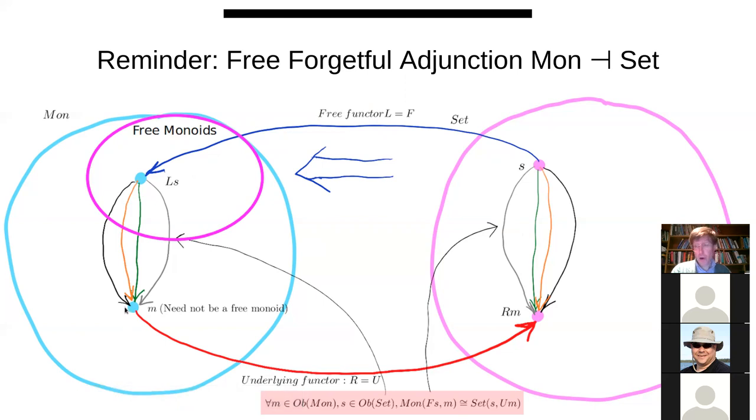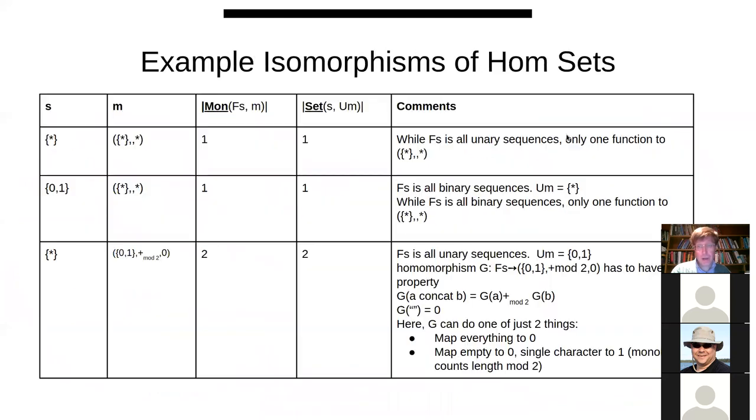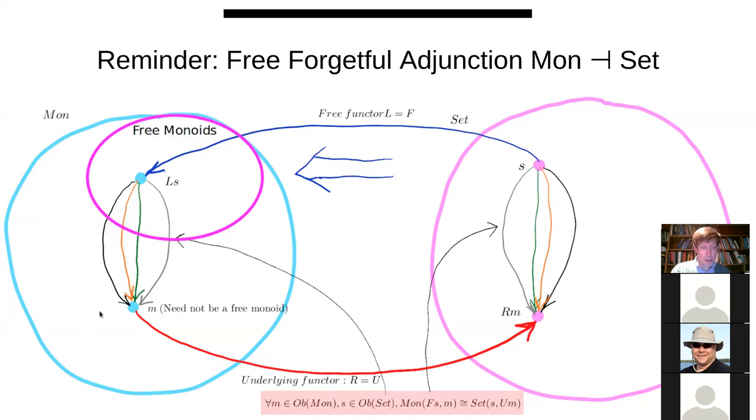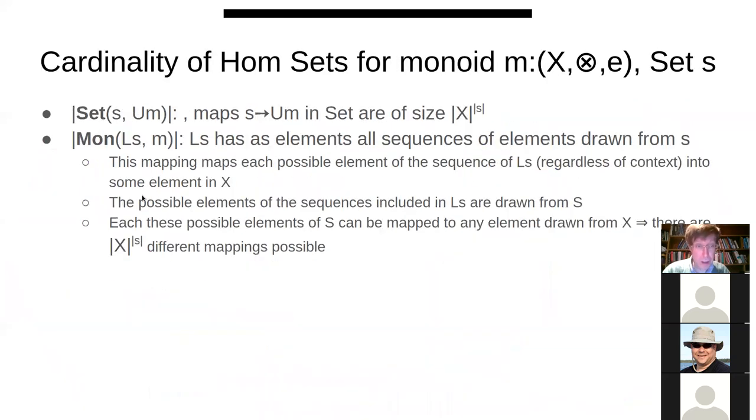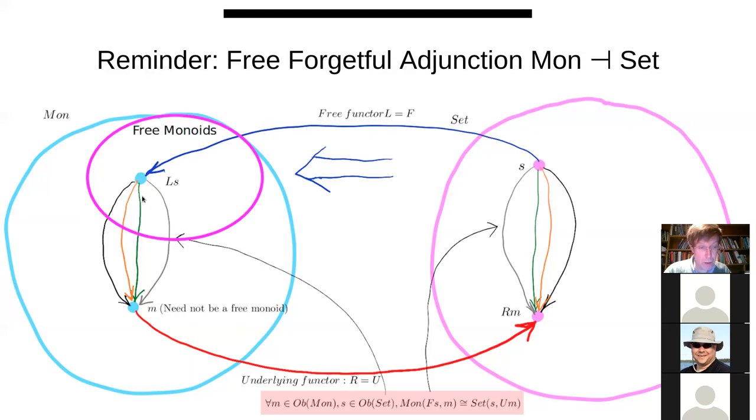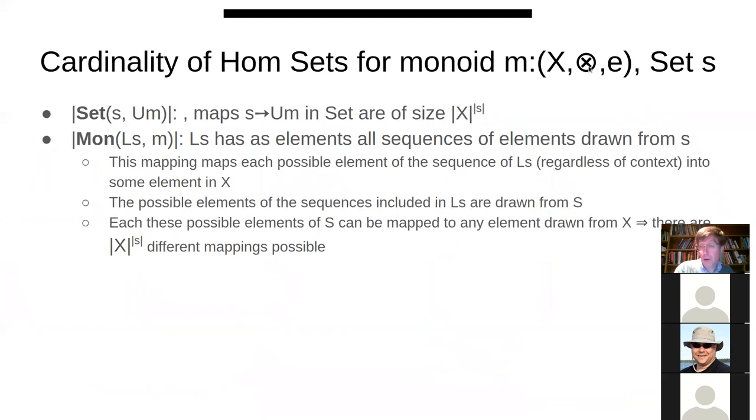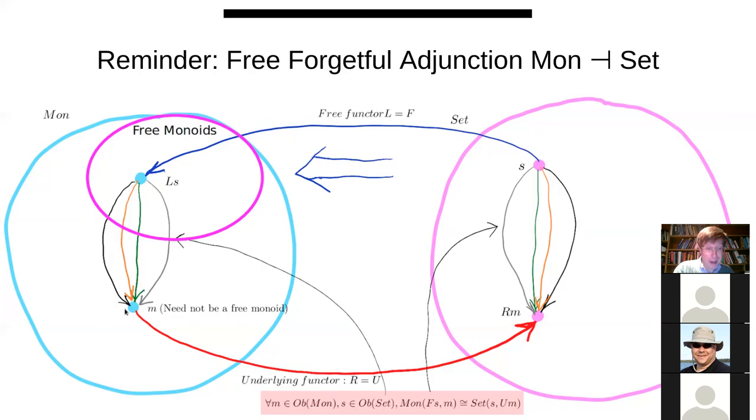And the reason this all works is because you have the monoidal operation down here on M. If you know how to map each particular element of these sequences, all of those elements being drawn from S, then you know how to map the whole sequence by folding it up using this monoidal operation here. And you'll get a mapping for the whole thing.